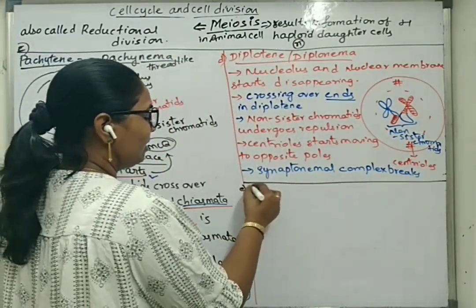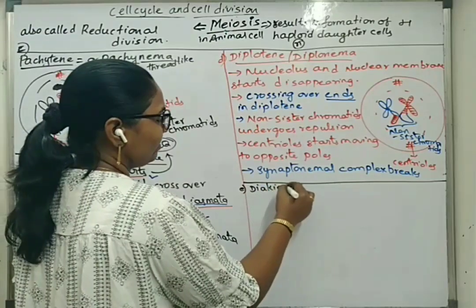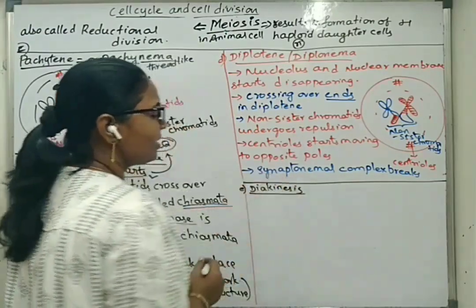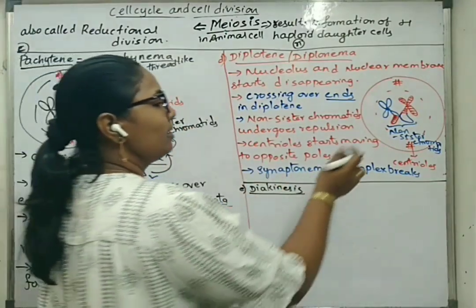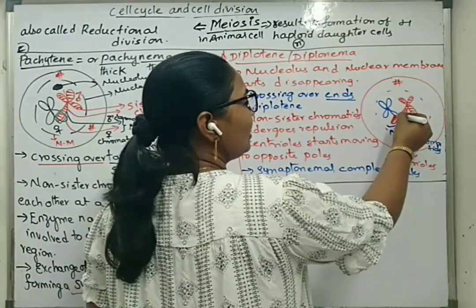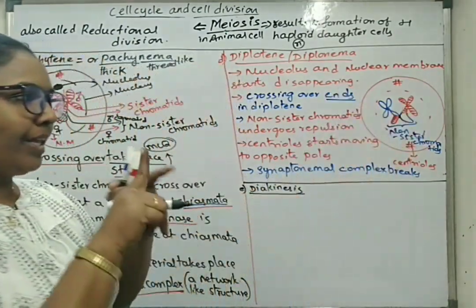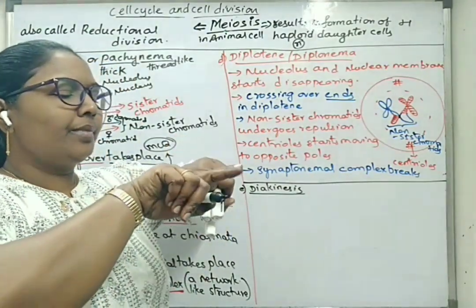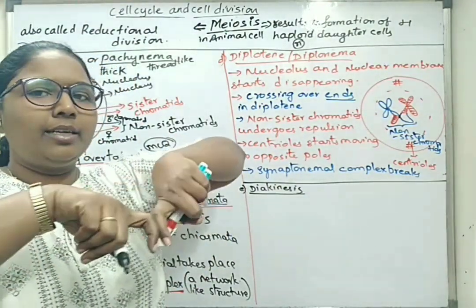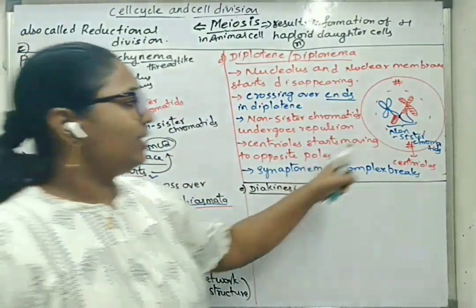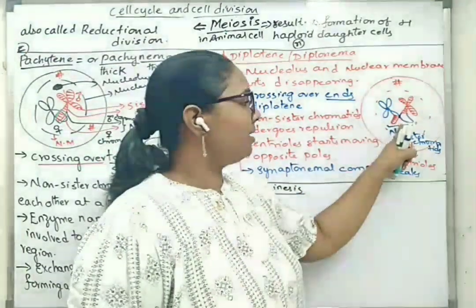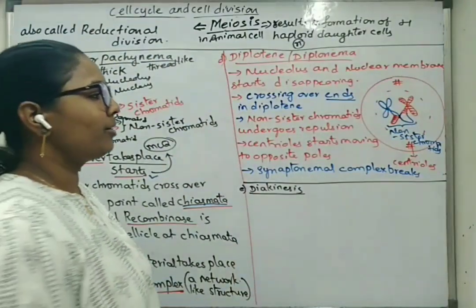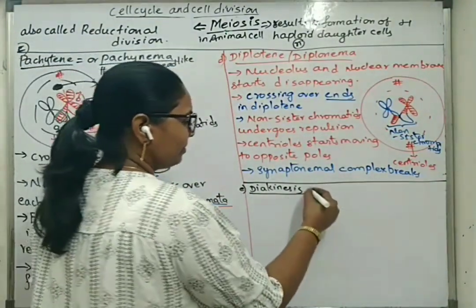Last one, diakinesis. This is the last one. Here, this is the area where previously during Pachytene they underwent crossing over, and during Diplotene they underwent repulsion. That area, that chiasmata region, now will be moved to the terminal part of the non-sister chromatids.